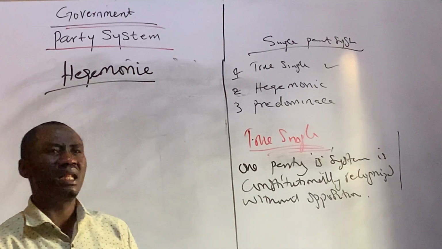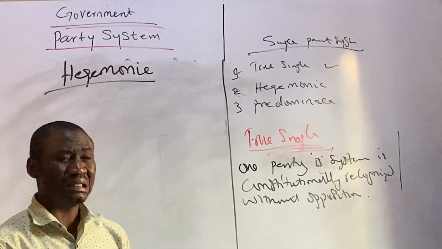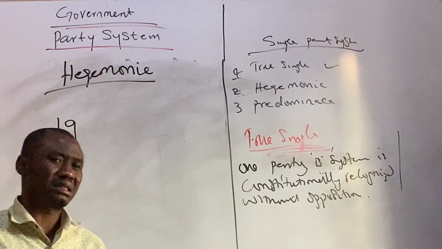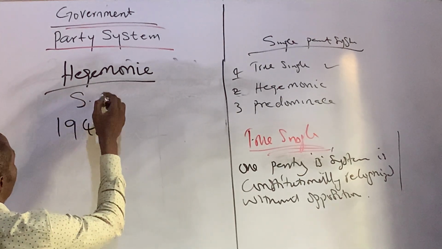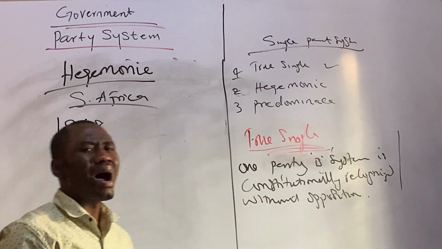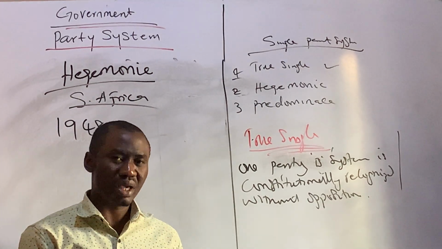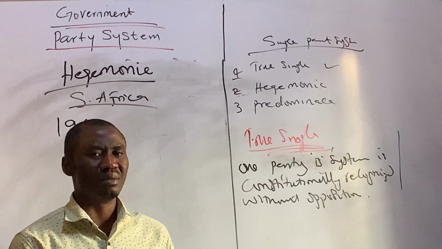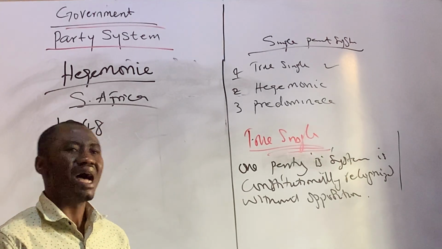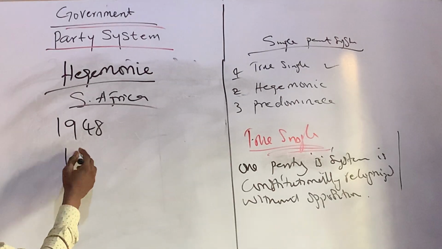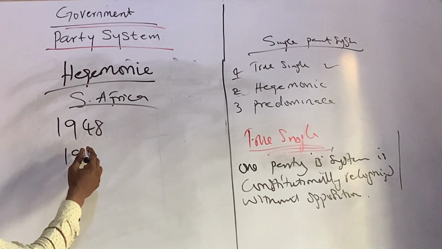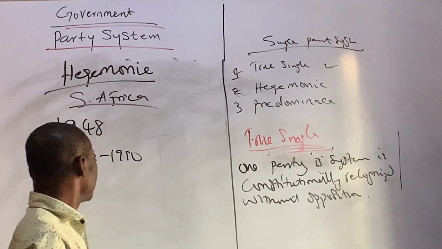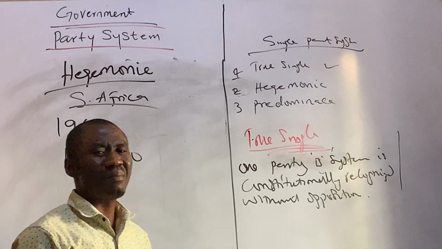You will find that in South Africa, in 1948, I think it should be 1948, only the white electorate were permitted to vote. During that time, Nelson Mandela revolted against that structure or party system, and with that, he was imprisoned. He was imprisoned from 1962 to 1990. He spent about 27 years in prison.